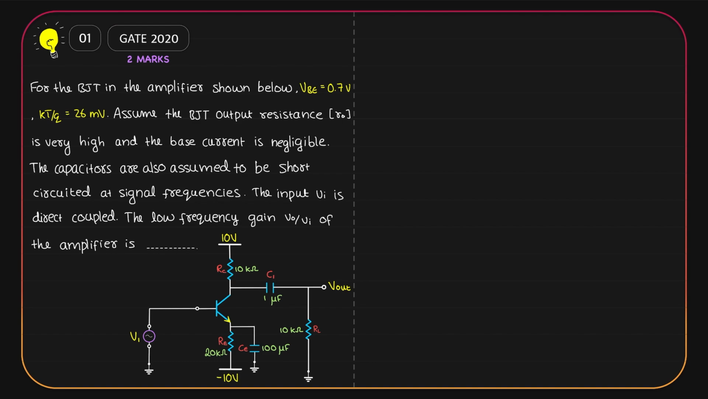It is also given that the capacitors are assumed to be short-circuited at the signal frequencies. The input VI is direct coupled, which means we don't have a capacitor over here. What we have to find out is the low frequency gain.